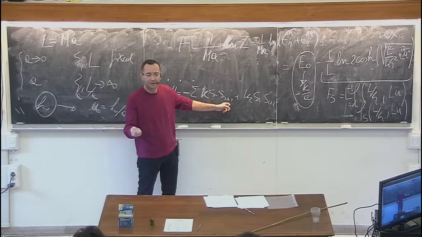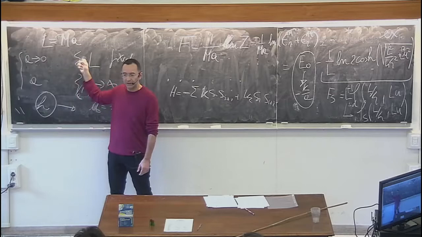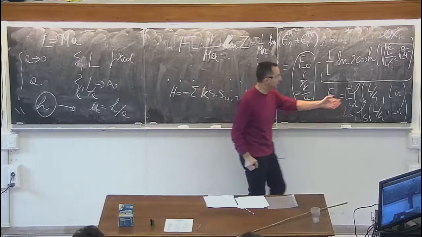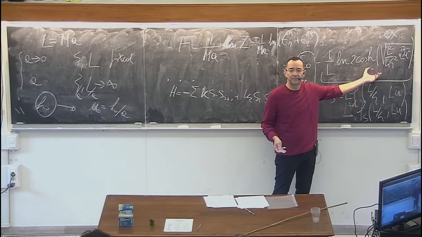You take the same limit. You define a correlation length from the exponential decay of the two-point function. You take the same limit, and you get the same function. Okay, you can check. This is universality.